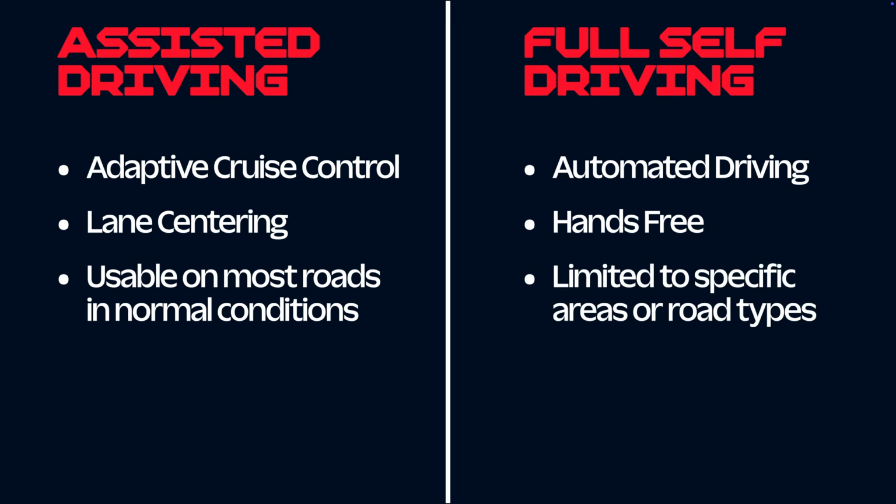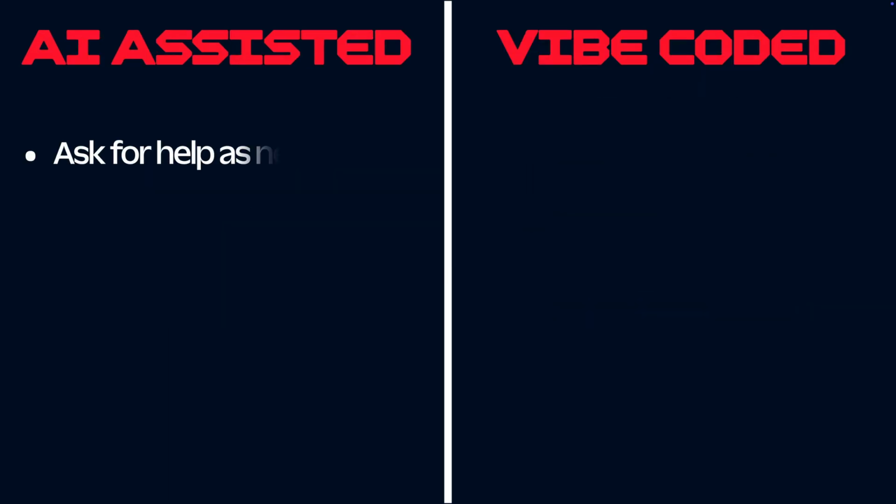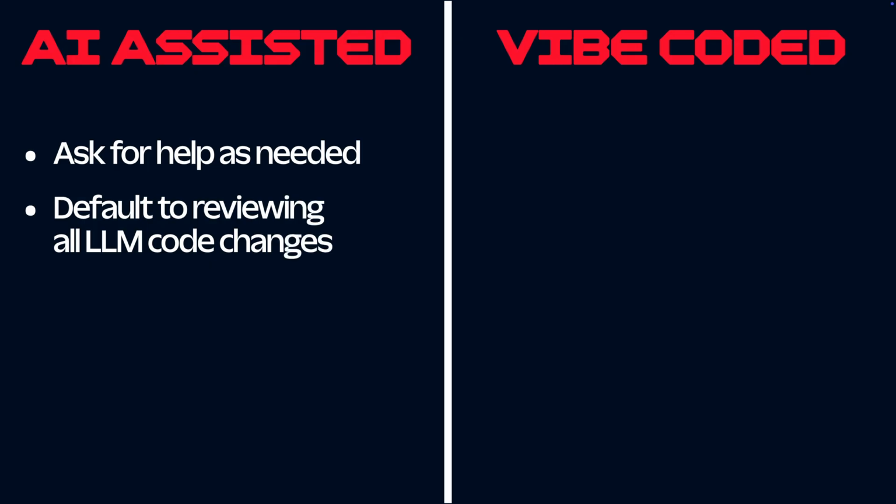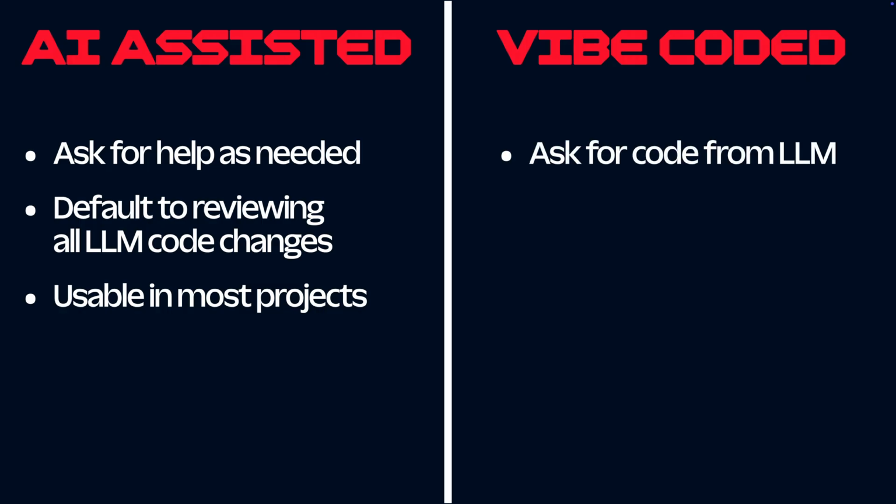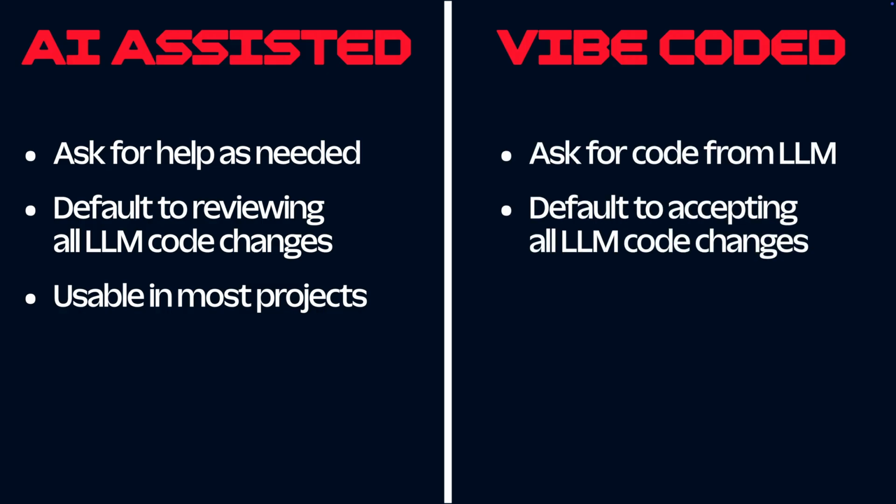Let's take that over to this analogy with AI-assisted versus vibe coding. In AI-assisted, we're asking for help as needed. We're defaulting to reviewing all LLM code changes, and that makes it usable in most projects. Whereas in vibe coding, we're asking for code from the LLM, we default to accepting all of the LLM's changes, and that makes it usable in lower risk projects.